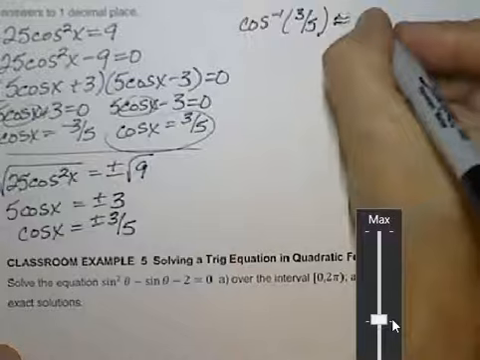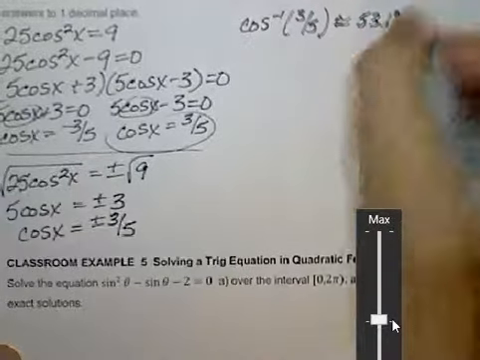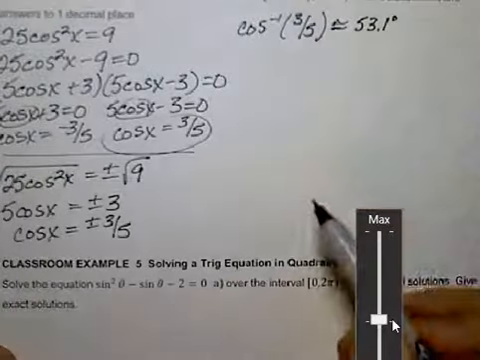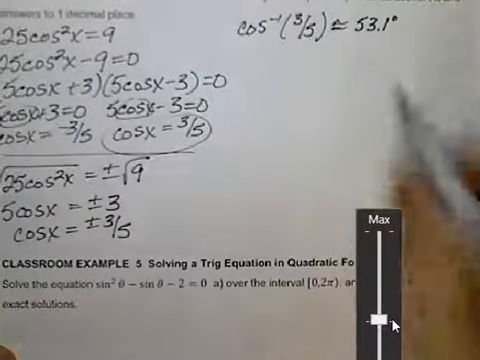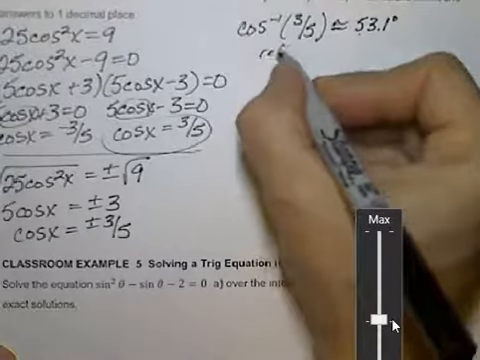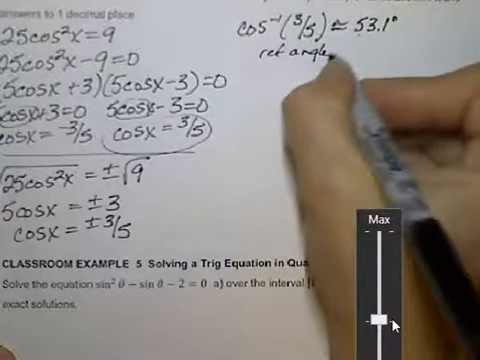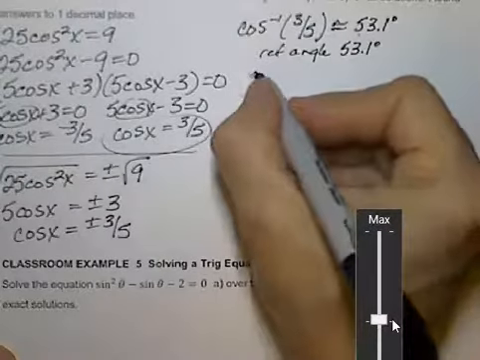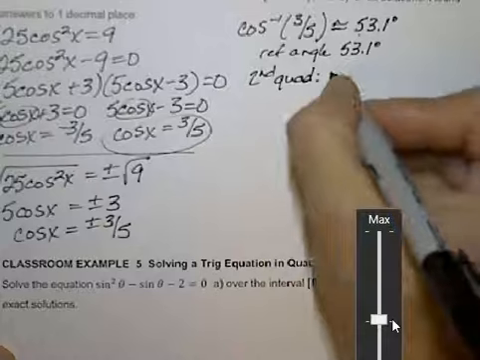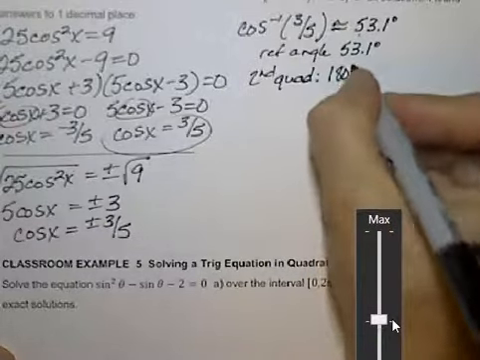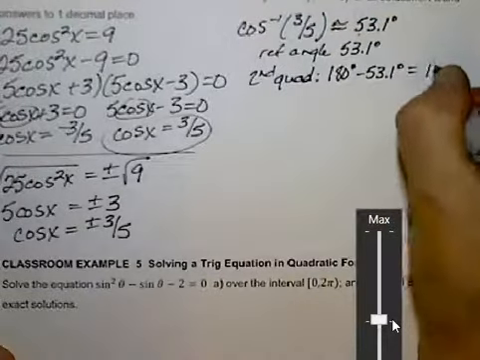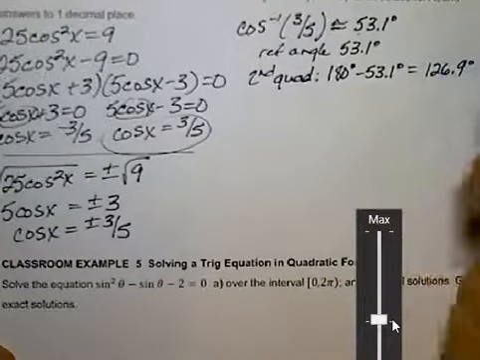That's going to give us 53.1 degrees approximately. And this said round to 1 decimal place. So that's our solution rounded to 1 decimal place. This is our first quadrant answer, and it's also our reference angle. So for our second quadrant angle, we're going to take 180 degrees minus this, which gives us 126.9 degrees.